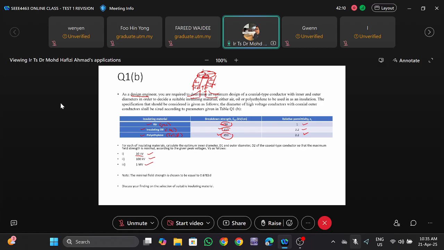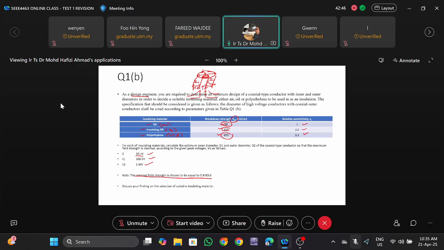Then you need to know how much the gap distance between the inner and the outer electrodes is. Then you might need to consider this kind of consideration. The maximum field strength is chosen to be equal to 0.67 E_BD. So this is the E_BD. As the safety gap, the electric field cannot be more than 67% of this. So we need to take 30 kV per centimeter and multiply it by 0.67 here.